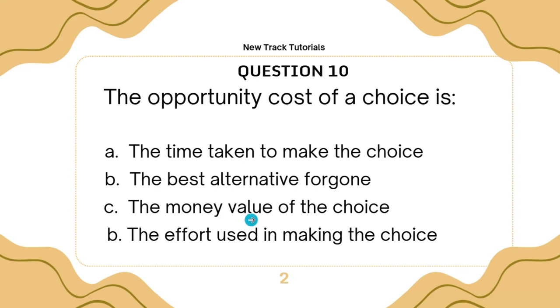Opportunity cost, as we know, is the value of the next best alternative that you have to give up when making a decision. So the opportunity cost of any choice is the best alternative foregone, the best alternative you give up when making a decision, and it essentially represents the potential benefit missed by choosing that one option over another when you are given limited resources. So the best option is option B, which is the best alternative foregone.